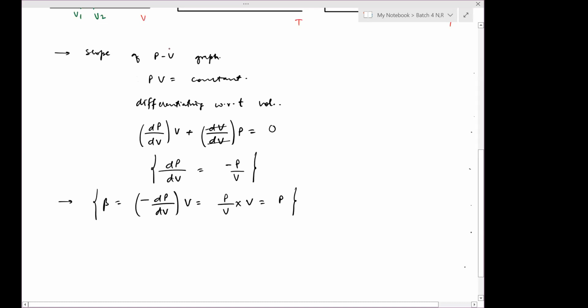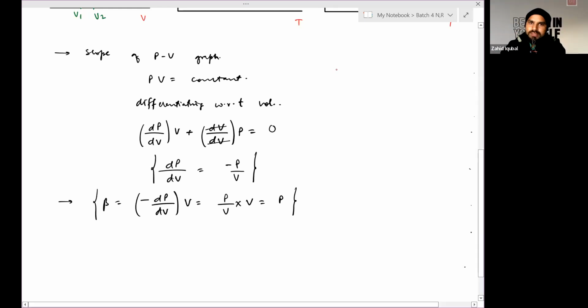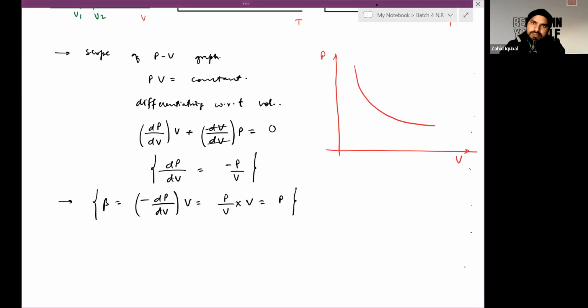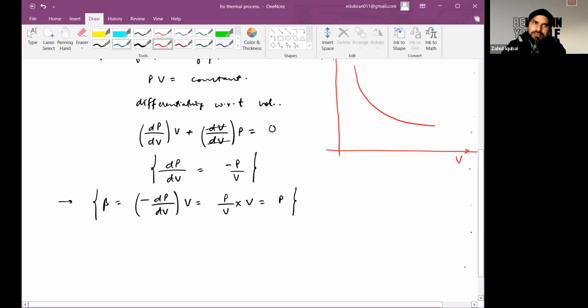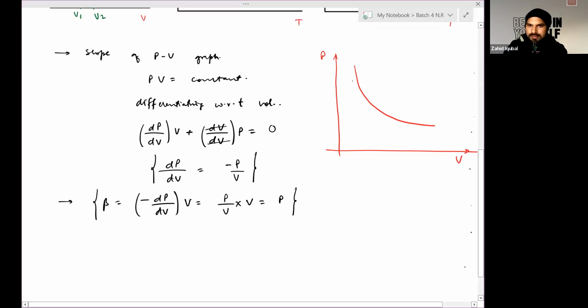So why is it minus dP by dV? The graph is going downward, so the inclination will be negative, since it is a rectangular hyperbola like this. If you draw a tangent at any instant to this particular curve, let's say at this point, and draw a horizontal line to define the slope, it will be along the downward direction. That's why the slope is negative. Okay, sir.